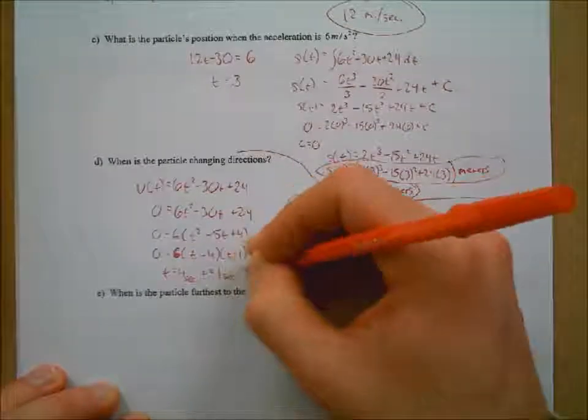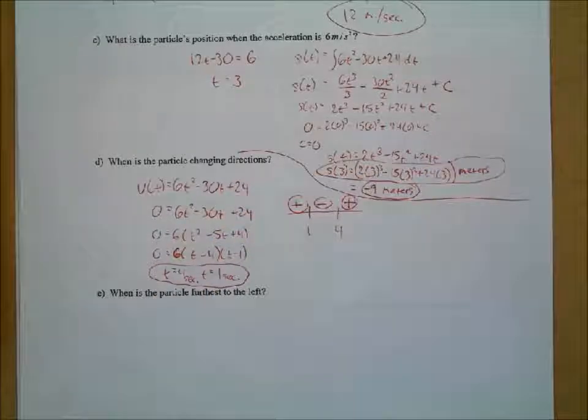Okay, and again, I'm going to say label them here. Please make sure you label. Okay. There's no justification, but if you were asked to justify, it's simply just saying the particle changes directions at t equals 1 and t equals 4 seconds because the velocity changes from positive to negative or negative to positive at those points. Okay, that's all.